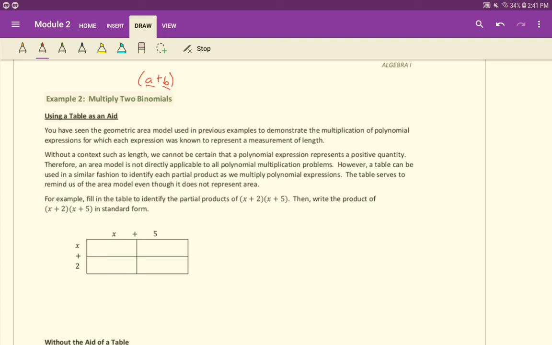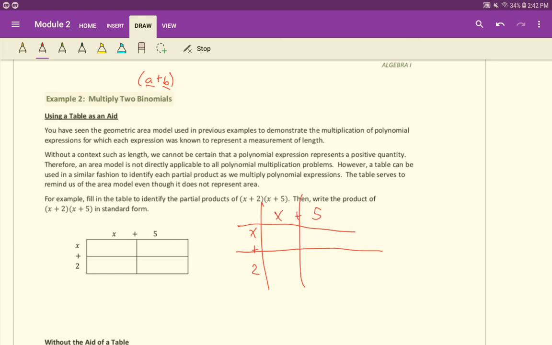So for example, let's say we want to multiply x plus 2 times x plus 5. We will write x plus 2 on the side like this, and then x plus 5 across the top like this. If we came across this problem on our own, you could write x plus 2 like that, create a little chart, and then write x plus 5 across the top.